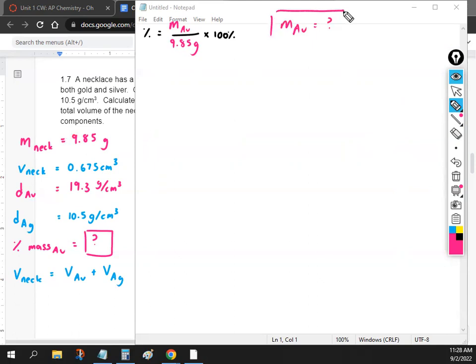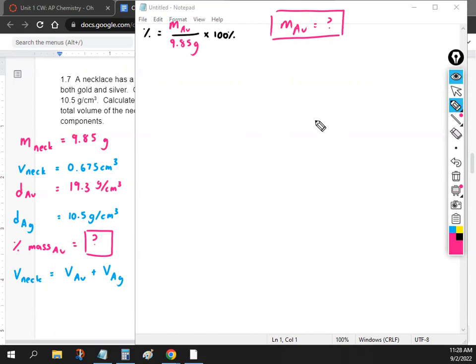Okay, so we want to figure out what is the mass of gold. You have this necklace. It's made of gold and silver. You don't know the percentages or the ratio, how much gold, how much silver, but you have to somehow figure out how much gold is in there. Okay. Any questions?